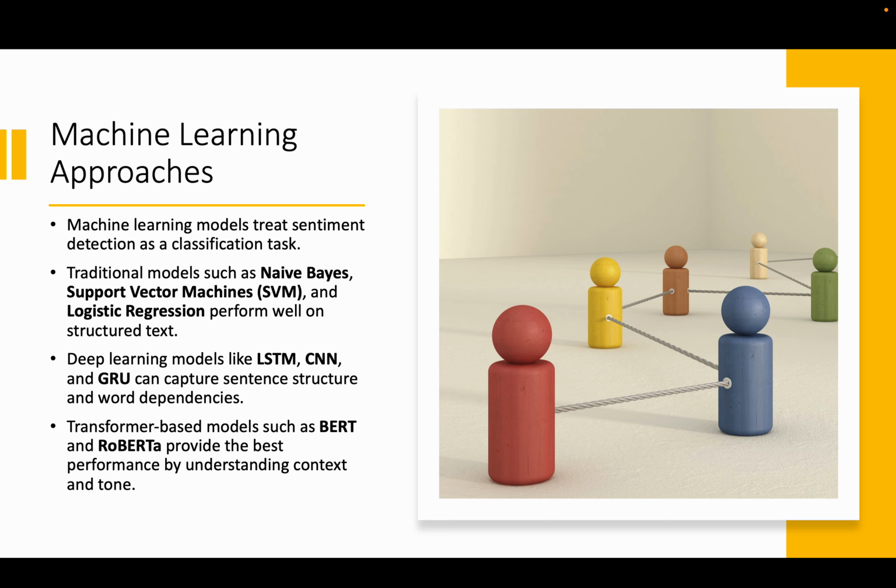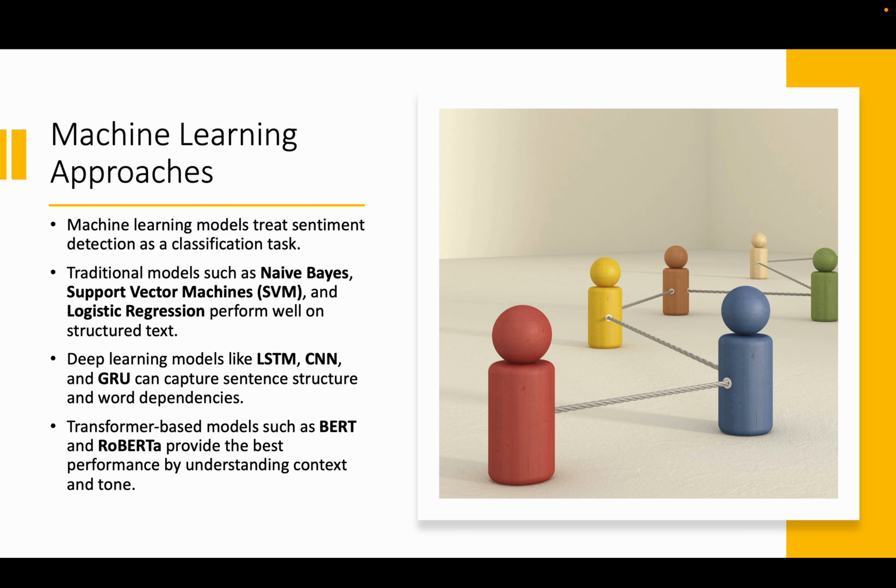Machine learning approaches. Machine learning models treat sentiment detection as a classification problem. Traditional methods include naive Bayes, logistic regression, and support vector machines. These models rely on handcrafted features such as word frequency or n-grams. Deep learning models like LSTMs and CNNs learn patterns automatically from text, capturing context and sequence.